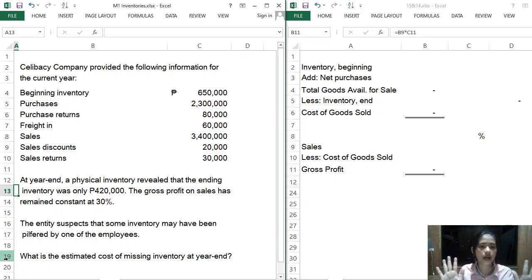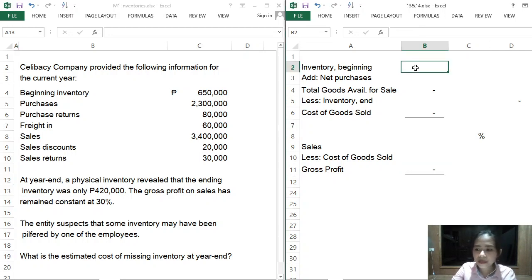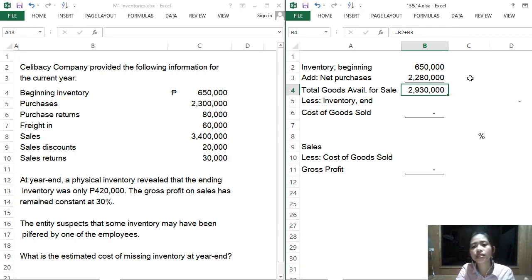So, let us analyze. Beginning inventory, we have 650,000. So, that should be here. We have purchases of 2.3, purchase returns of 80, and freight in of 60. So, let's have the net amount so that we could have the net purchases. So, that's 2.3 million minus 80,000 plus 60,000 freight in. So a total of net purchases of 2.28. And we have total goods available for sale, that's 2.93 million. Less the inventory end, based on our physical count, we have 420.